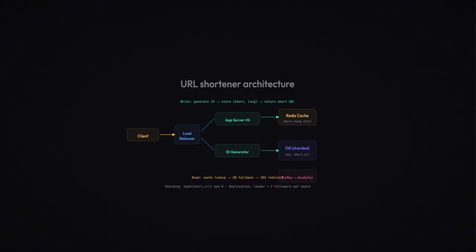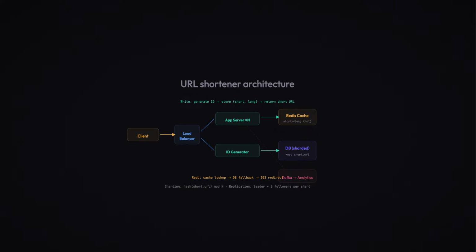Why 302 and not 301? A 301 is permanent. Browsers cache it, and repeat clicks never reach your servers again. Your click analytics silently die. A 302 keeps every click flowing through you. This little detail is a favorite system design interview trap.